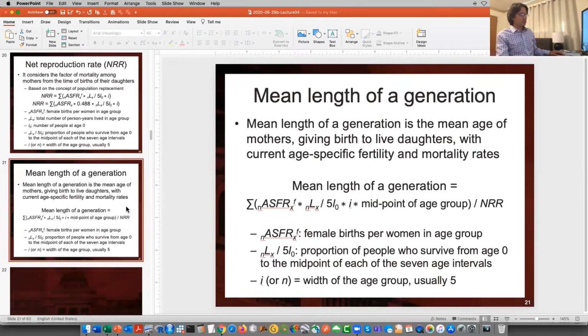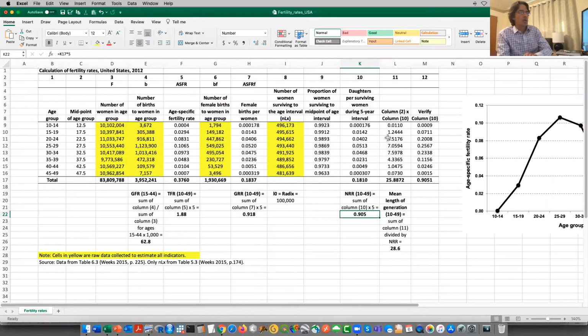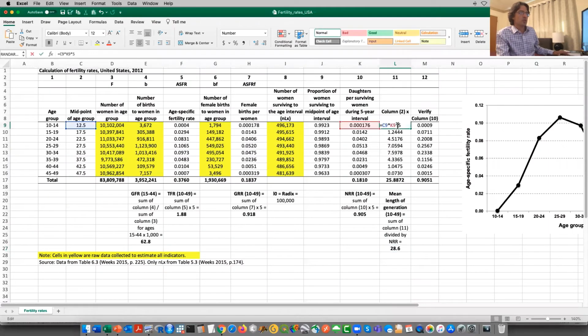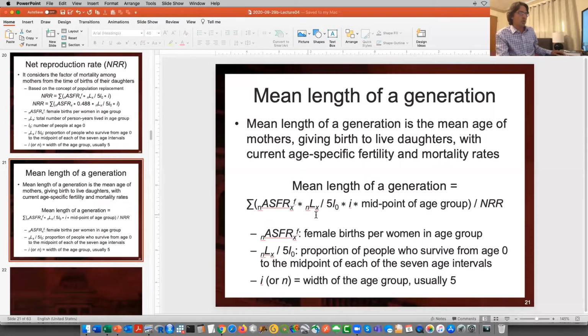And then finally, the mean length of a generation, you just get the information from the net reproduction rate and multiply by the midpoint of the age group. So you just get this information here that you calculated in order to get the net reproduction rate. But instead of summing them all, you first multiply it by the midpoint of the age group and you multiply by 5. So you get that information, multiply by 5, and multiply by the midpoint of the age group, which is exactly this.